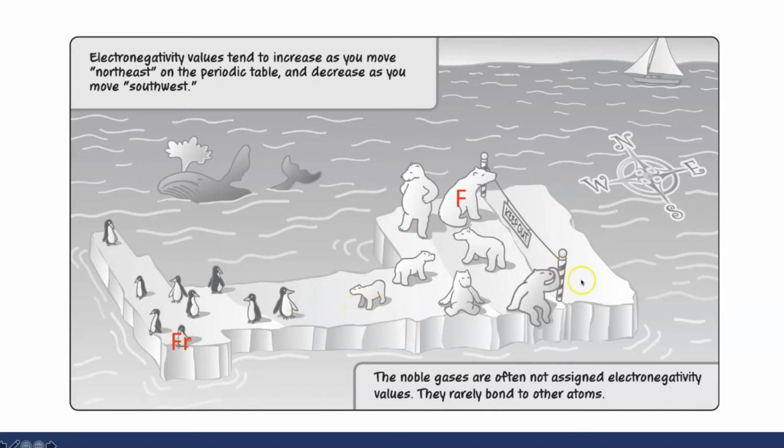And notice here, no one's sitting over where the noble gases are, so they're not assigned electronegativity values. That's because they don't really attract electrons towards themselves, because they don't form bonds with anything else. They already have that filled octet. They're energetically stable and they're not going to pull or push anything towards them.